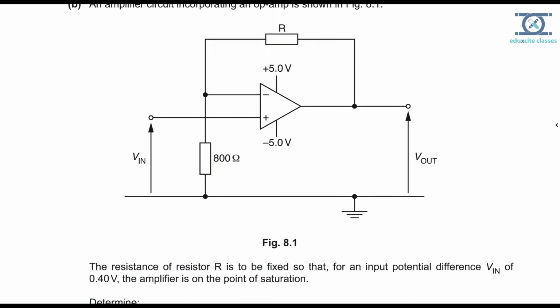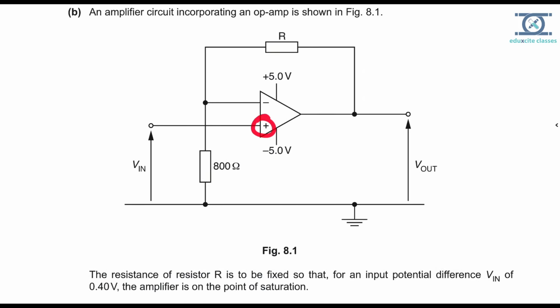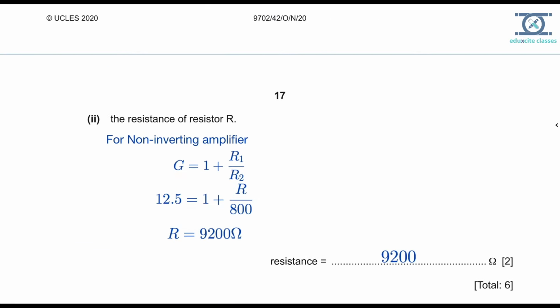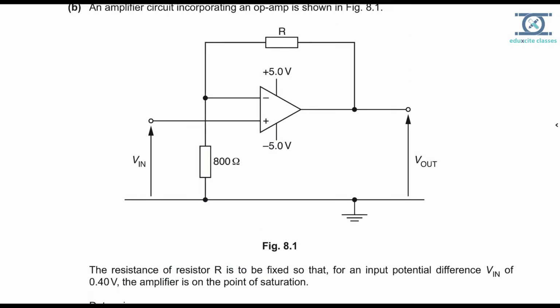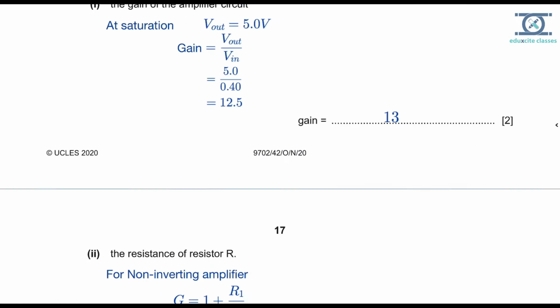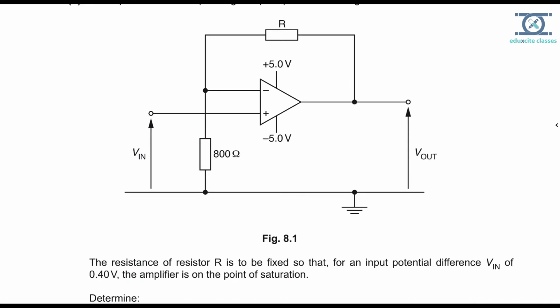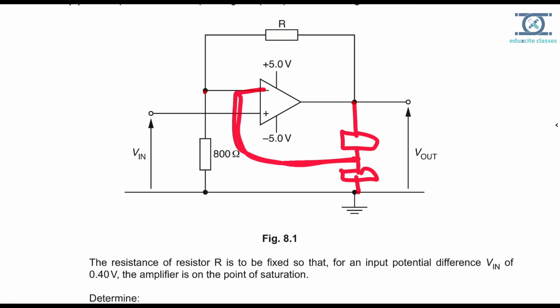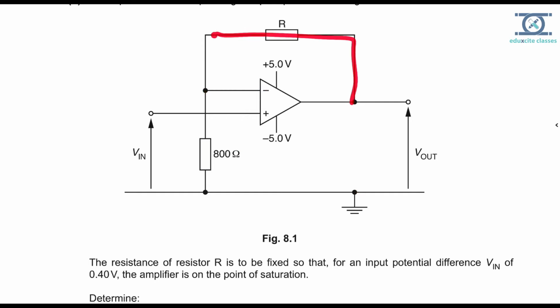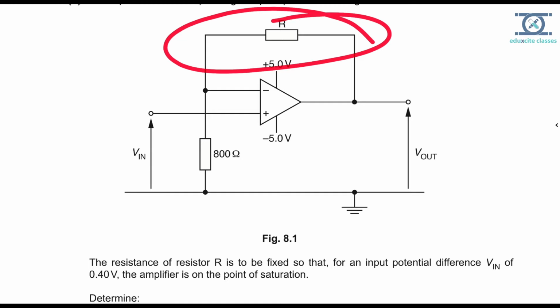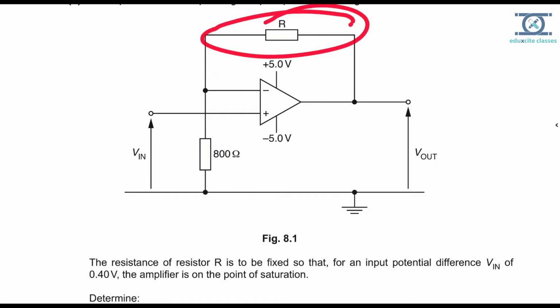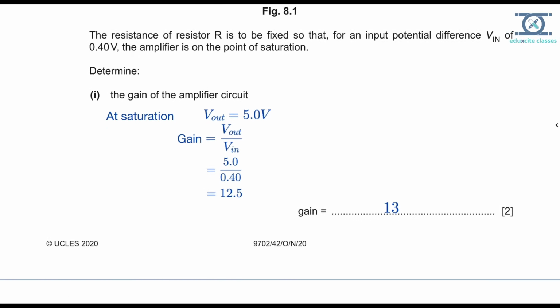As we know, this is a non-inverting amplifier. The V in is connected with the positive terminal. So for a non-inverting amplifier, the gain is equal to 1 plus R1 divided by R2. R1 is nothing but the feedback resistance. You can see R is the feedback resistance and R2 is 800. Generally we have a diagram like this, so don't get confused. This is the same diagram, just the annotations have changed. The circuit diagram has been changed a little to confuse the student.